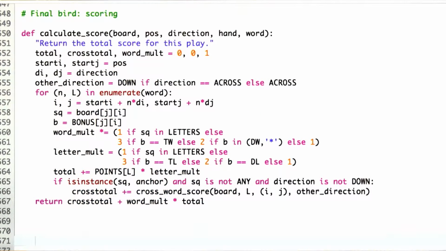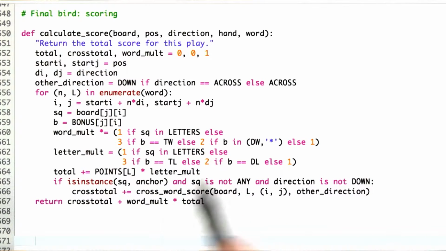Figure out where my starting position is. From that position, figure out the direction that I'm moving in, down or across, what the deltas are. Figure out what the other direction is. So if I'm moving in the cross direction, I want to know that the other direction is the down direction. And now just enumerate the words. So enumerate the letters in the word and the position within the word. Figure out the square on the board and the bonus square, the word multiplier, if the square was already placed on the board, so if it is a letter, and I've got a function for that.